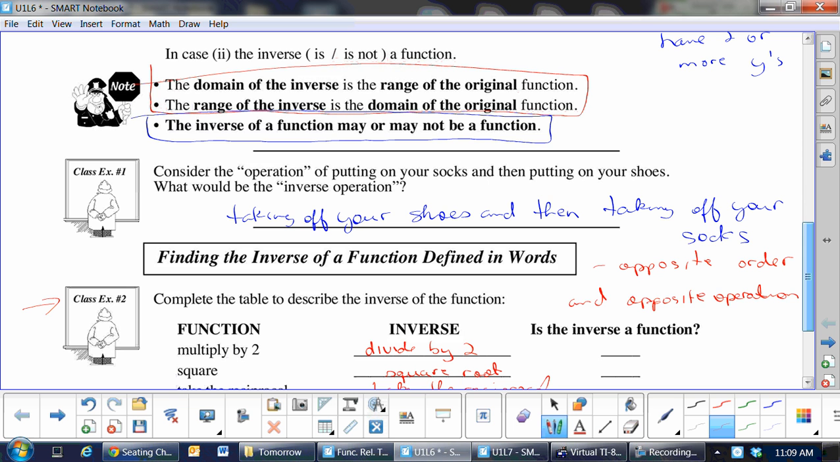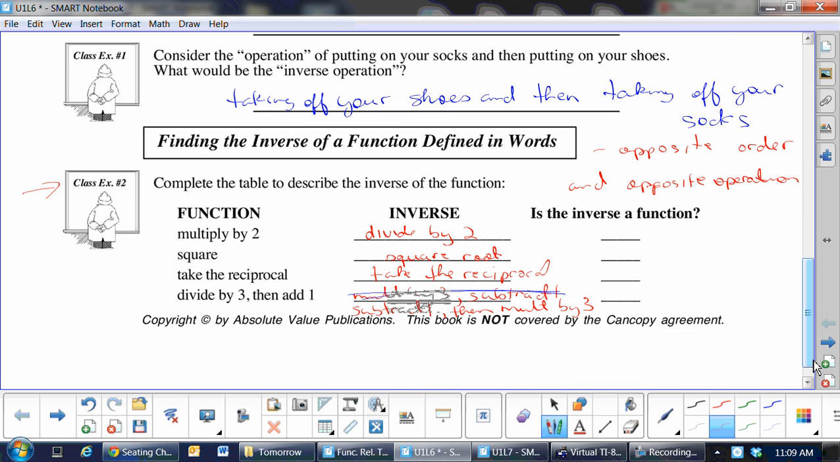So we would call the operation taking off your shoes and taking off your socks, but also in the opposite order, which may help you more with the last one we did in those 4. Do you see how dividing, the opposite operation is multiplying. Adding, the opposite is subtracting. We also want to do that in the opposite order. Okay? So there's 2 things to flip there.